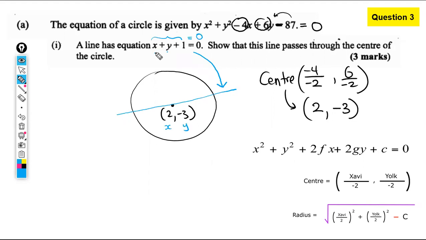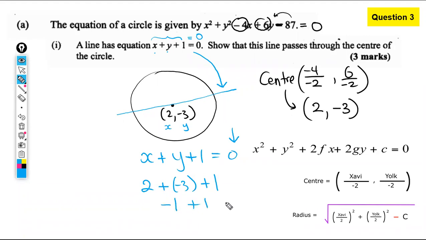So let's replace the x with 2. Let me write back the equation. x plus y plus 1 is equal to 0. Replace the x with 2, replace the y with -3, plus 1, and let's hope when we work this out, we get 0, because the other side of the equal sign is 0. 2 plus -3 is -1, plus 1, and yes, that does give us 0. So that center point does exist on the line, right?